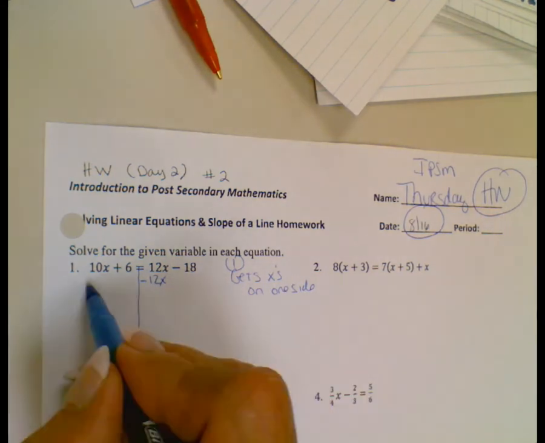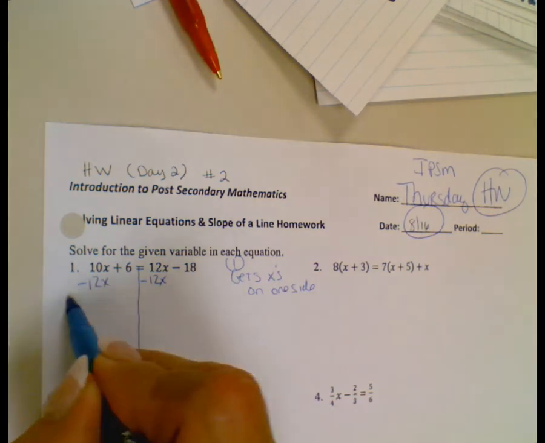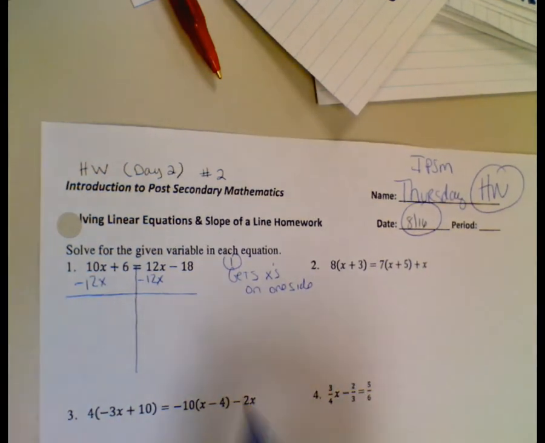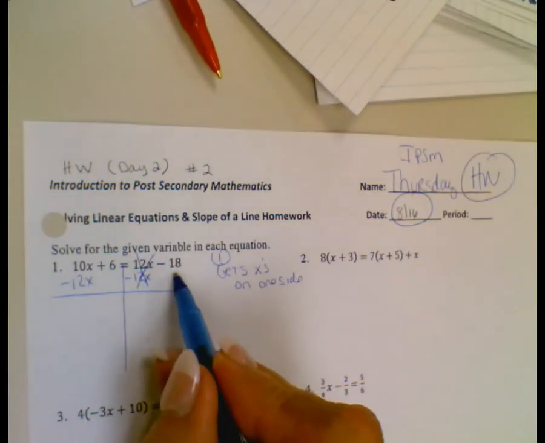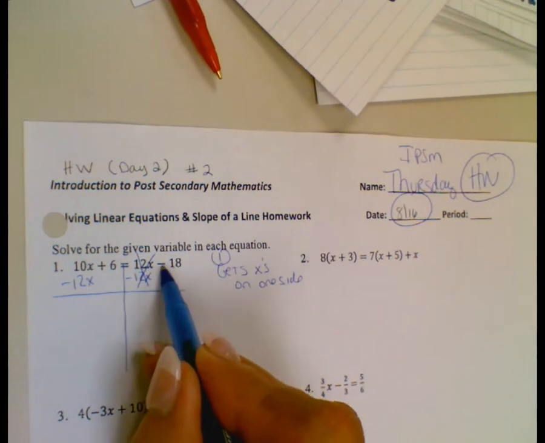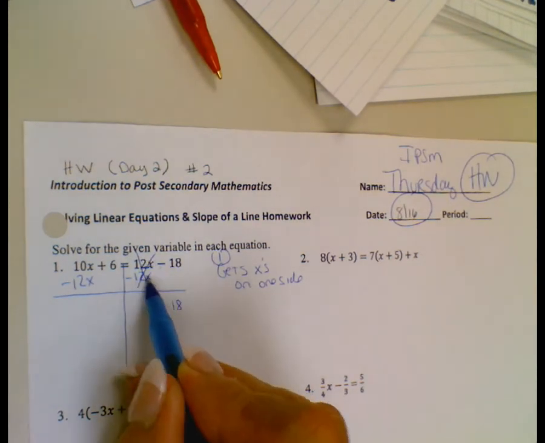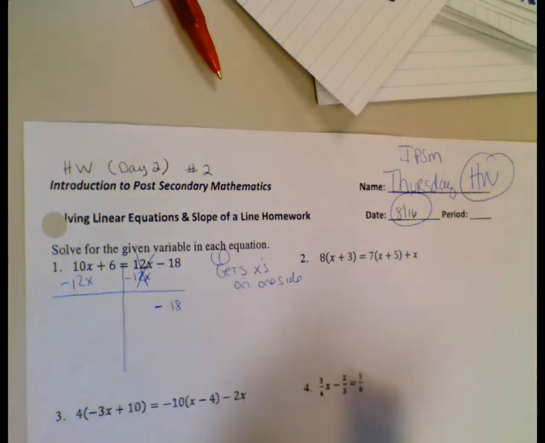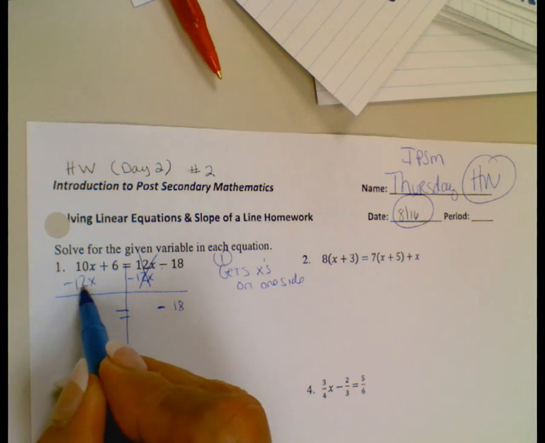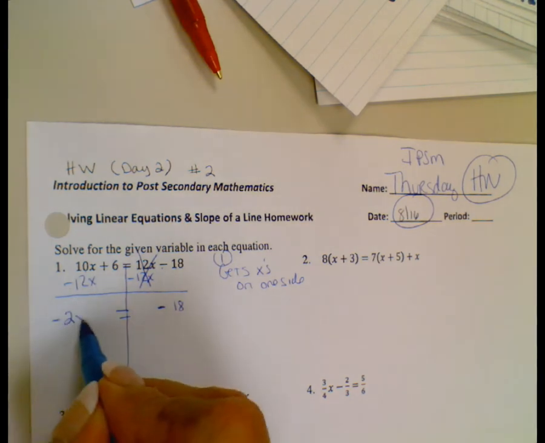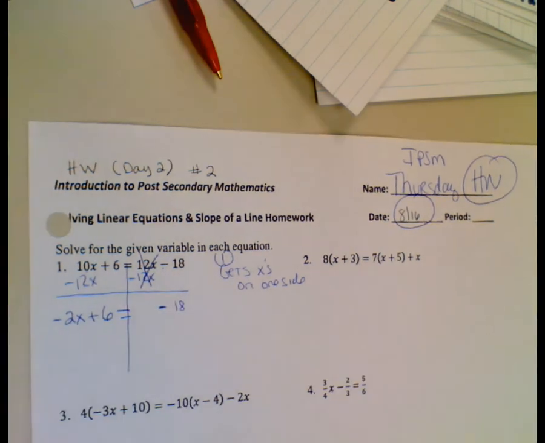Usually you subtract the smaller one, but I personally like my x's on the left-hand side, which means I just got rid of the x's on the right-hand side. Carry down not only the 18, but also carry down the sign in front of 18. So this was a subtraction, but when this disappears, that subtraction becomes a negative. On this side, what's 10 minus 12? Negative 2. Carry down the plus 6.